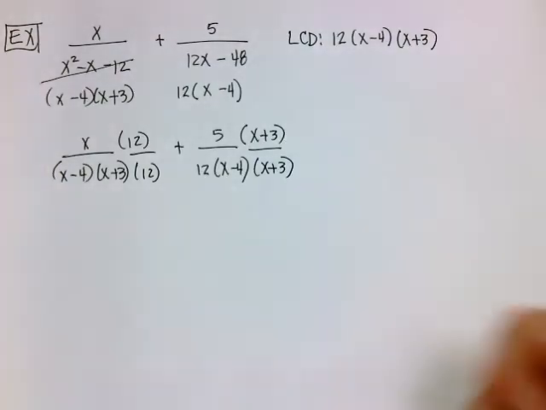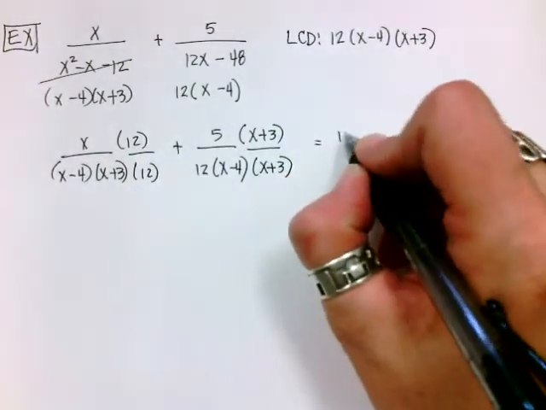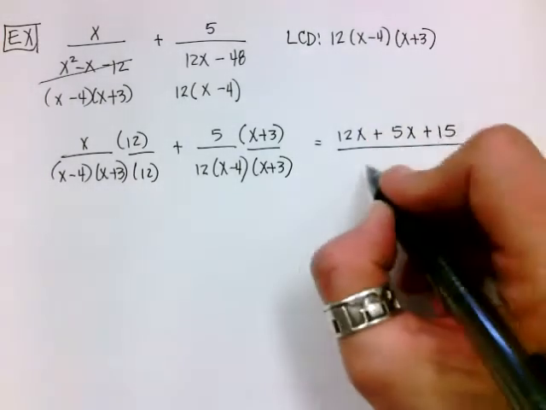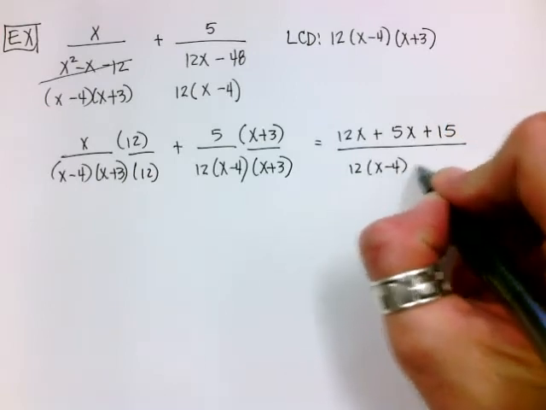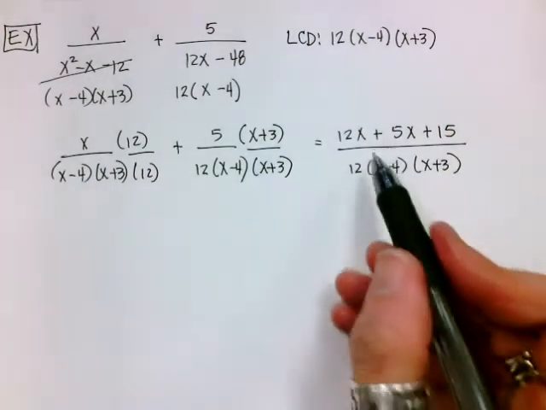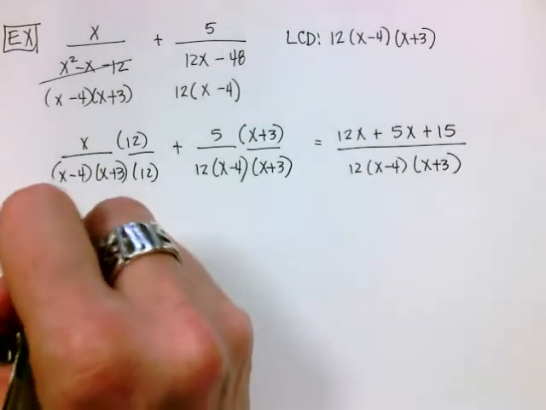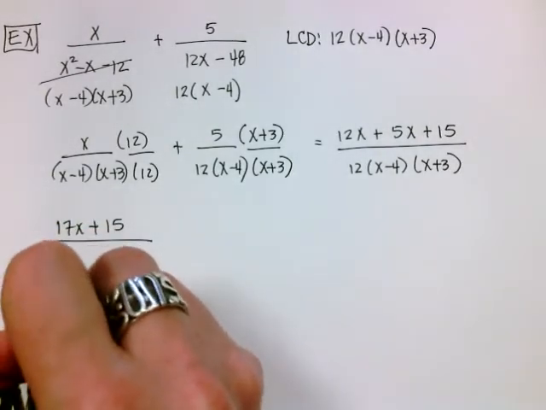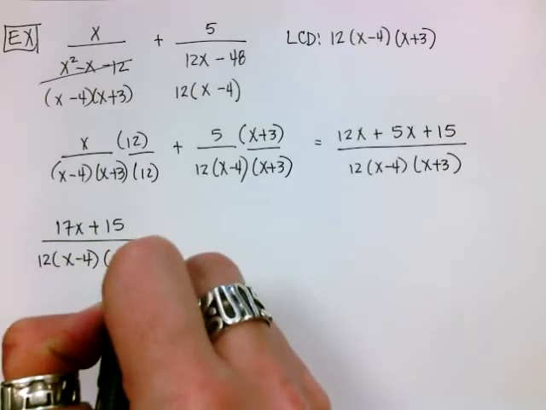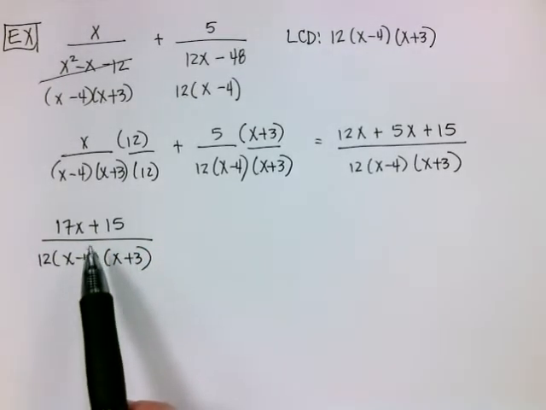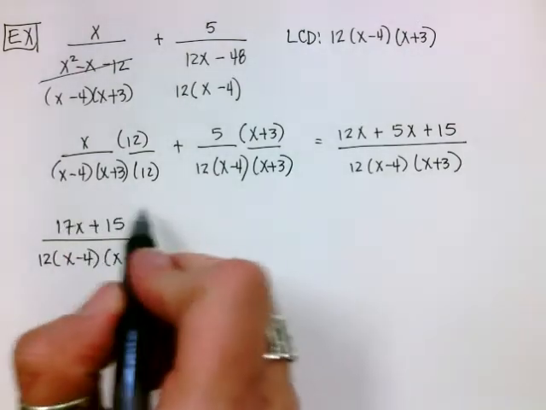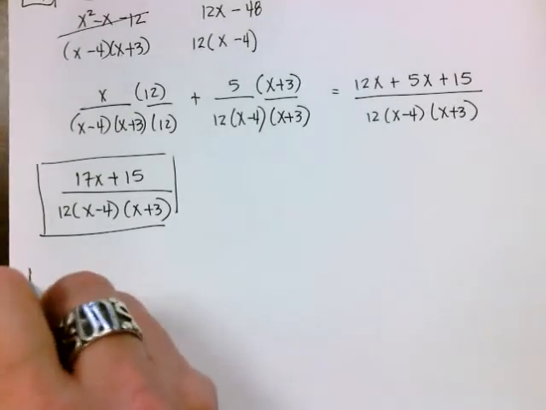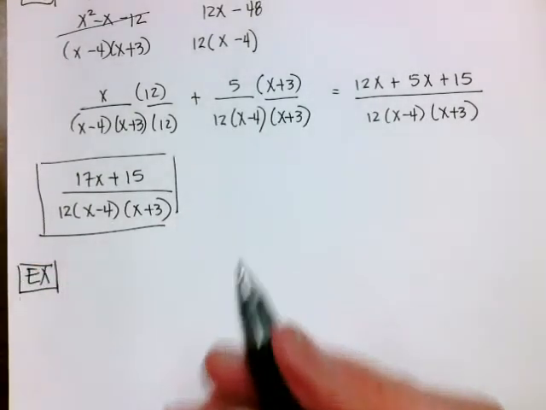Okay? So now I need to redistribute across the top, so this is going to be 12x plus 5x plus 15 over my 12, x minus 4, and x plus 3. I need to combine like terms on the top, so 12 plus 5 is 17x plus 15 over the 12, the x minus 4, and the x plus 3. The top doesn't factor anymore to reduce with anything in the bottom, so this is going to be my final answer. All right, let me do another example, because these just get better the more you do.